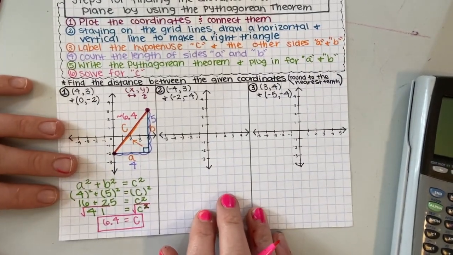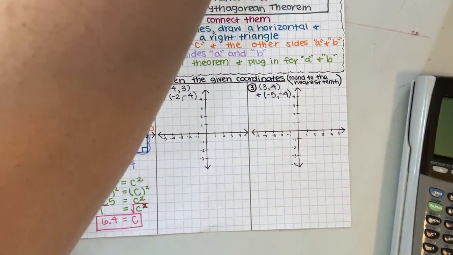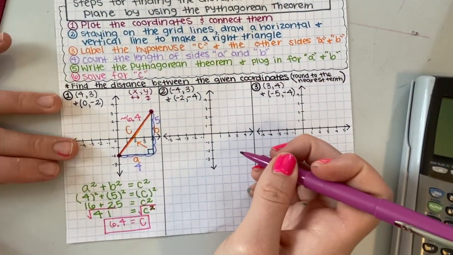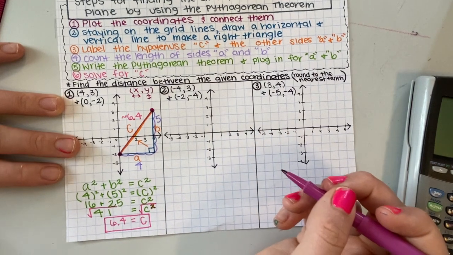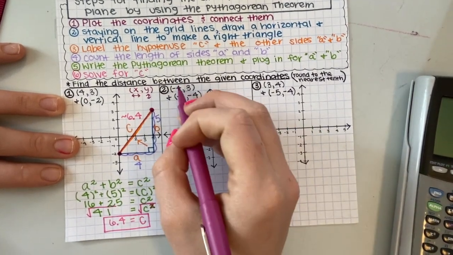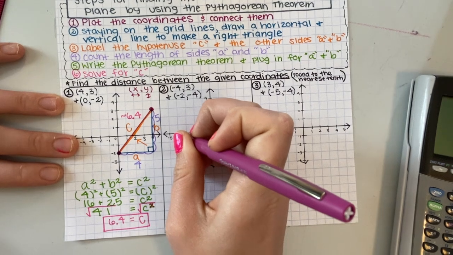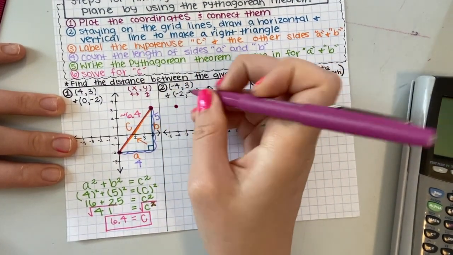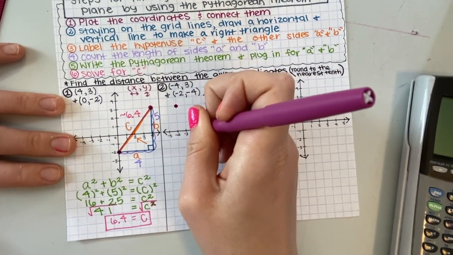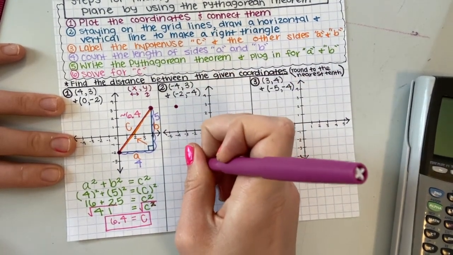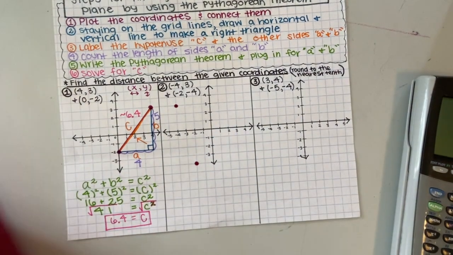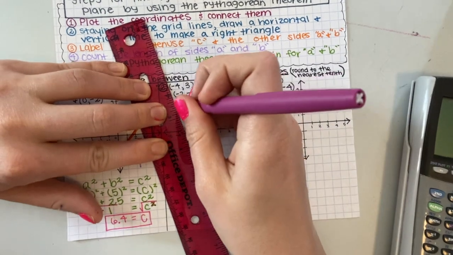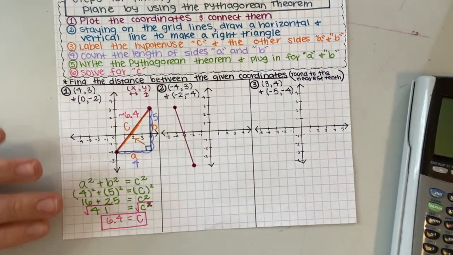So we're following the exact same steps again. My first step is to plot the coordinates and connect them. Make sure I plot them in the correct location. This first coordinate is (-4, 3). And the second coordinate is (-2, -4). I'm going to connect my dots. And then I'm done with the first step.